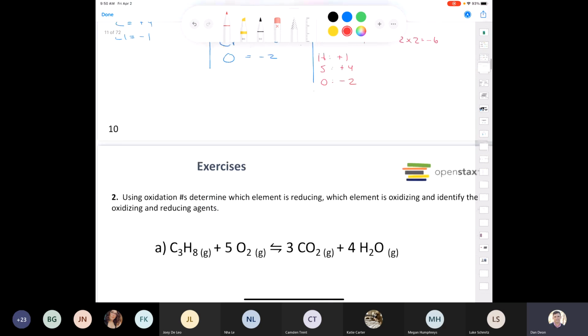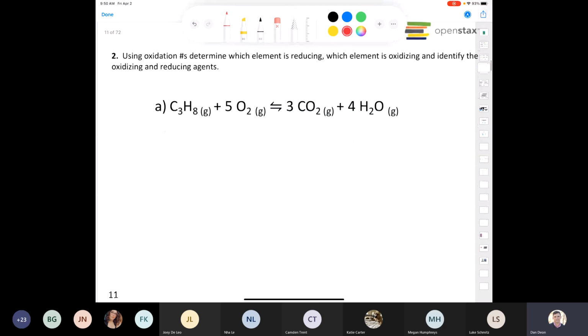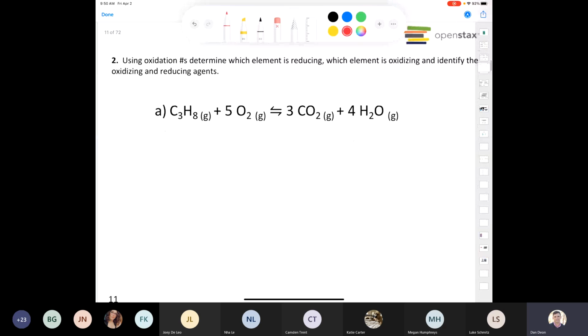Well, now let's take a look at some examples where we look at oxidation numbers and we try to determine who is being oxidized and who is being reduced. Before we answer this question, I just want you to be aware of one more thing about oxidation numbers, is that oxidation numbers don't always have to be whole numbers. They can actually be fractions.